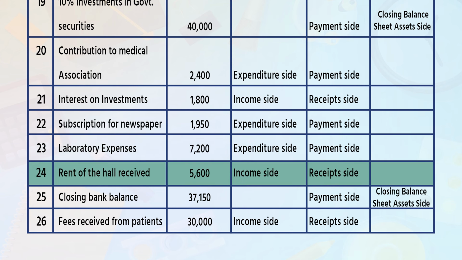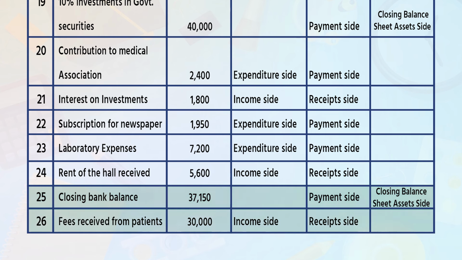Rent of the hall received 5,600, because it is our income, so income side and receipt side. Then closing bank balance 37,150, this is our payment, so receipt and payment side, payment we have to write down, and in closing balance sheet asset side we have to mention this closing bank balance.